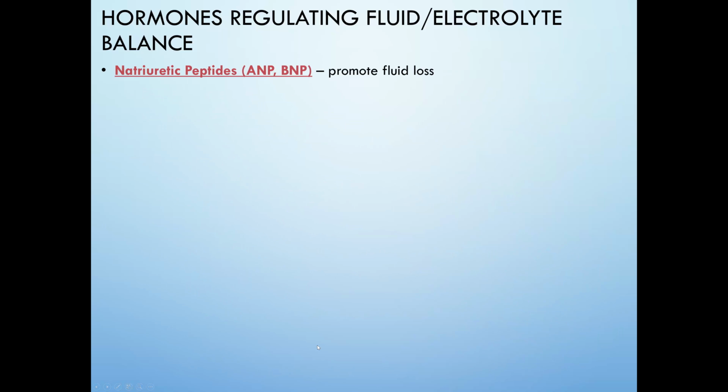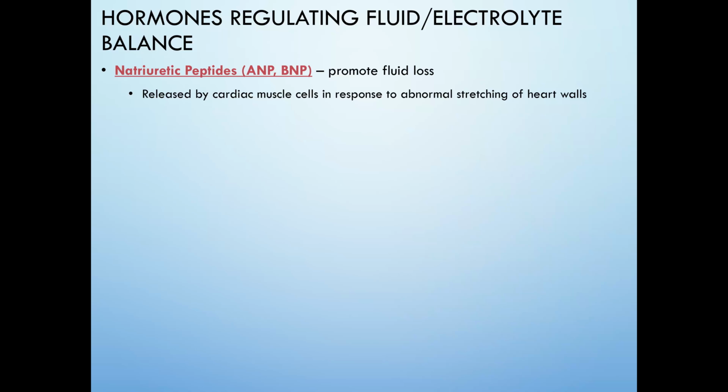And the natriuretic peptides, ANP and BNP, these promote fluid loss. They are released by cardiac muscle cells in response to abnormal stretching of the heart walls. So they are released when the blood pressure or the blood volume are high. And the effects of ANP and BNP are to reduce your thirst and to block the release of ADH and aldosterone so that you increase your water and sodium loss in the urine.